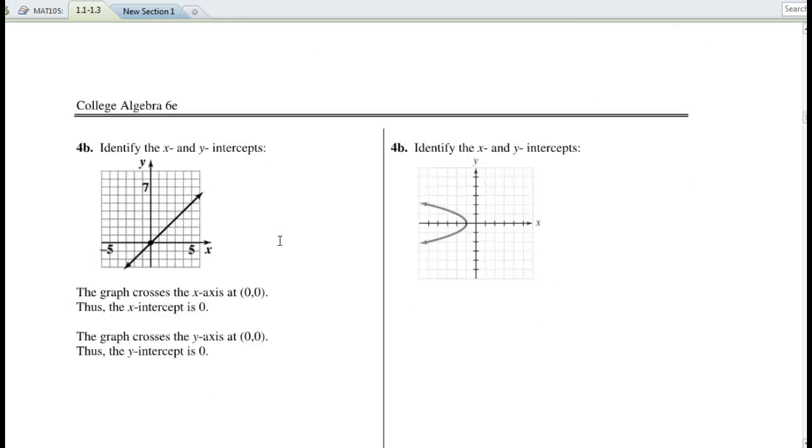Okay, so again, identifying the x and y-intercepts. Notice that our picture here does not have a y-intercept, it doesn't touch the y-axis, so for y-intercepts, we can just write none. But it does have an x-intercept. It crosses the x-axis right there at negative 1, 0. Pretty interesting stuff.